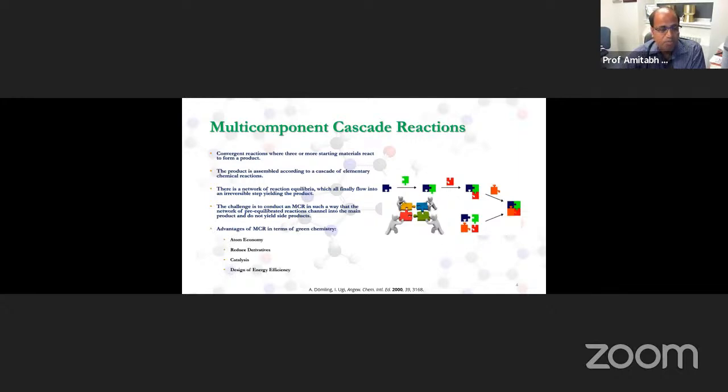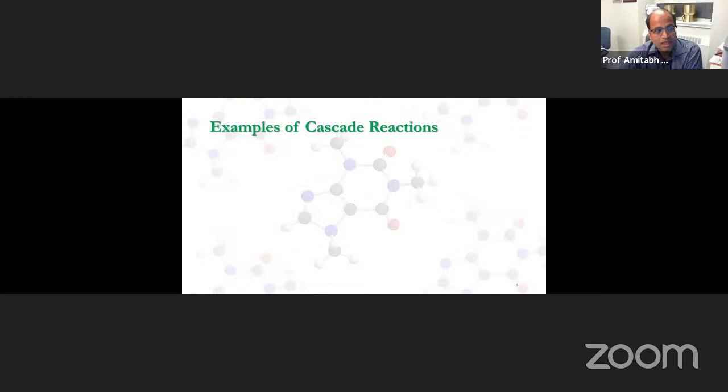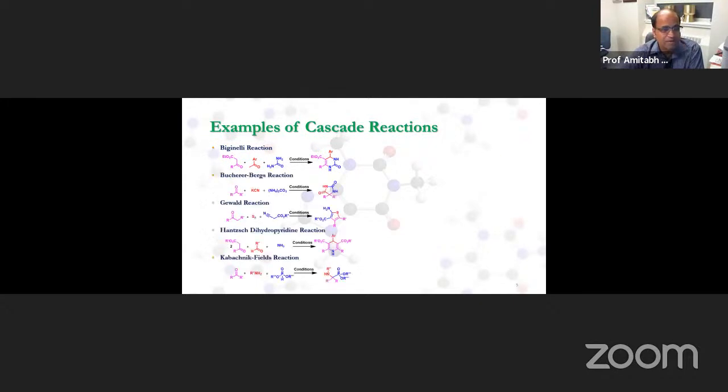And using the multi-component reaction methodologies, certain advantages that are quite obvious are that it leads to better atom economy, it reduces derivatives, catalysis can be used to improve the yield of the reaction, and you can employ certain procedures by which you can reduce the energy needed for the reaction. There are a number of multi-component reactions which are reported in literature, and here are some of them.